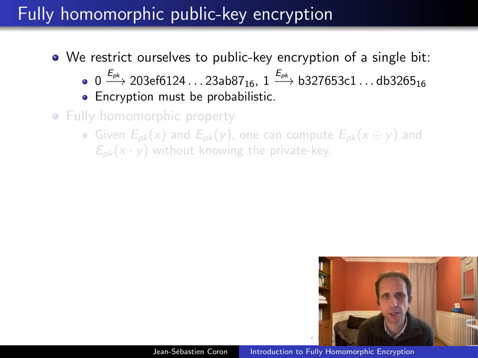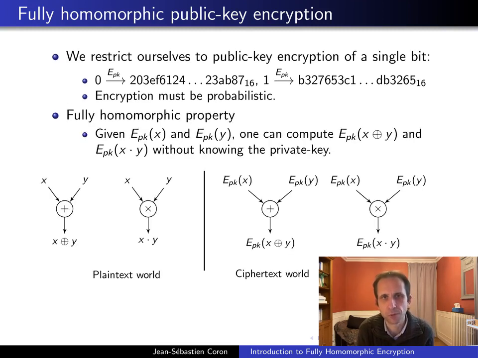For simplicity, we are going to restrict ourselves to the public encryption of a single bit. So we encrypt either 0 or 1. The encryption of 0 is a random-looking ciphertext, and the encryption of 1 is a random-looking ciphertext. But of course, encryption must be probabilistic. So when we encrypt 0 or 1, we must generate some randomness so that there are exponentially many possible ciphertexts corresponding to the plaintext bit. And semantic security means that we cannot distinguish between an encryption of 0 and an encryption of 1 without knowing the private key.